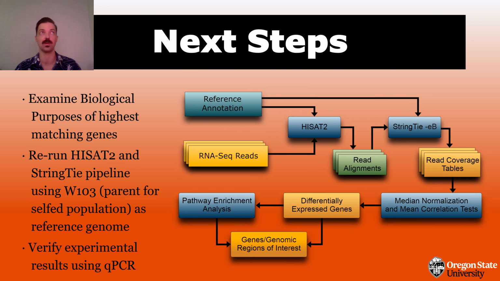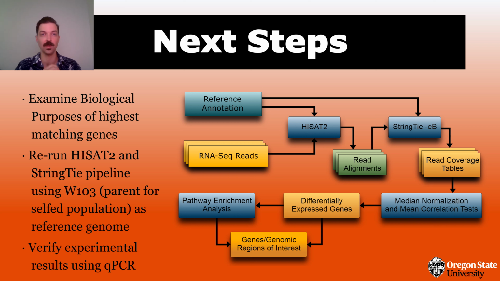So, next steps. This project is not complete yet, but it is currently ongoing. What I'm doing right now is looking at the biological purposes for the highest matching genes. I just showed you one of the highest matching genes, with the highest correlation values. For several of the highest matching genes, I want to look at their biological purposes and see, is there some trend? Do we see a set of genes that are consistently a certain kind of gene that may be the reason why we're seeing such high levels of CBGA relative to THCA?